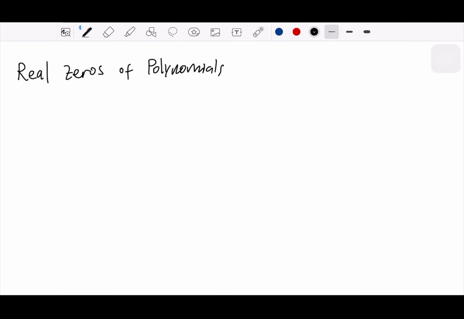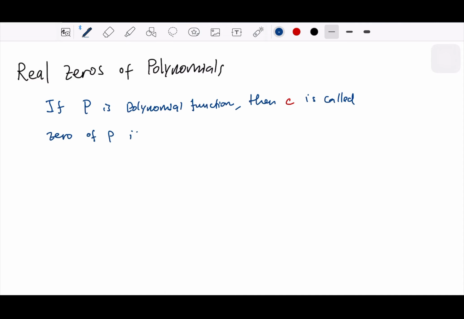Let me start with the definition. If P is a polynomial function, then C is called a zero of P if P of C is equal to 0.